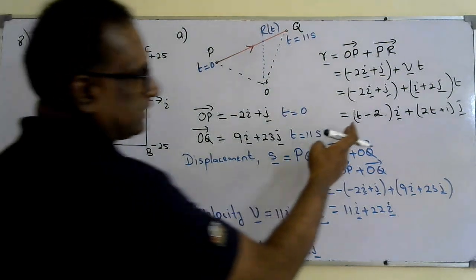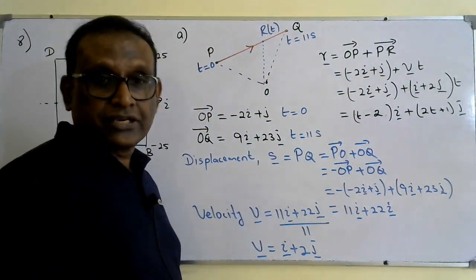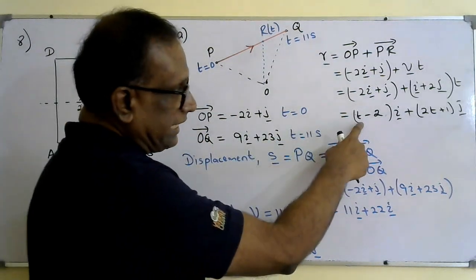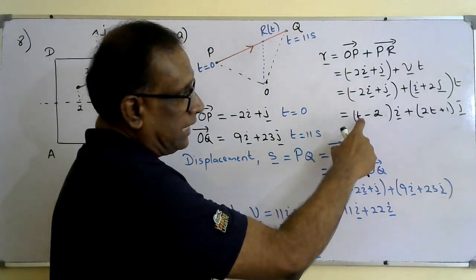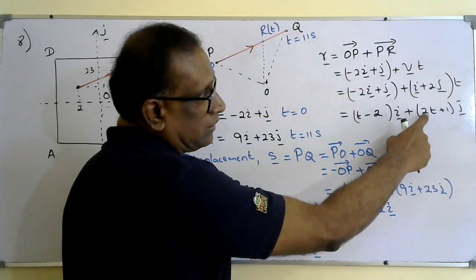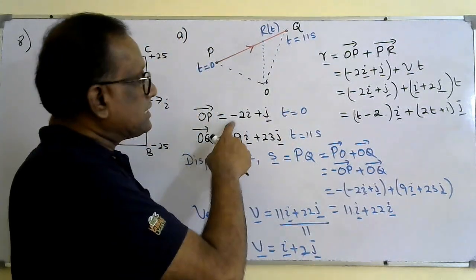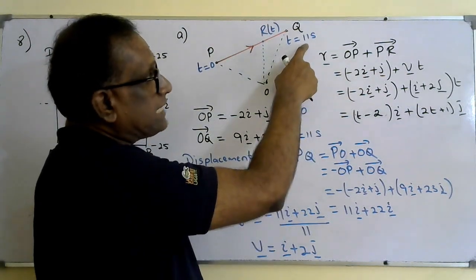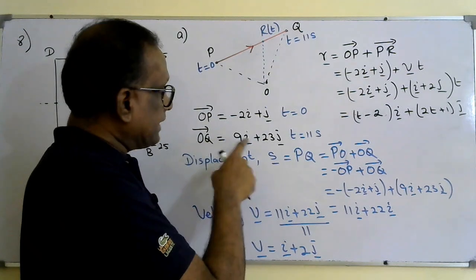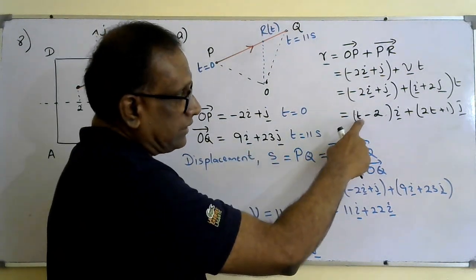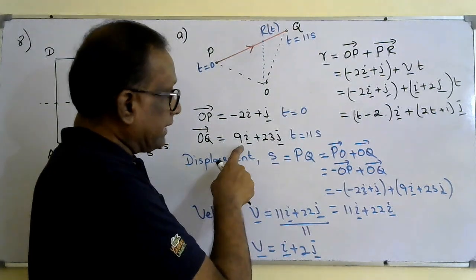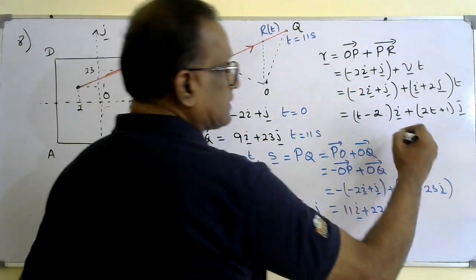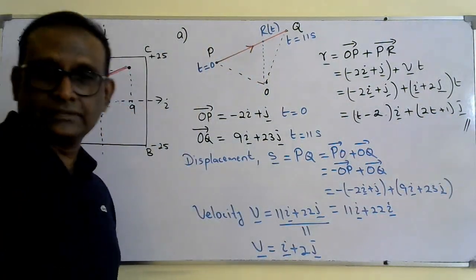We'll check whether the position vector we got is correct. When t equals 0, it was at P, and the position vector was minus 2i plus j. Substitute t equals 0. You will get 0 means minus 2i, and this becomes 0 plus j. Minus 2i plus j, we are getting correct. We will see whether the position vector is correct by substituting 11 seconds. Are we getting the position vector Q, that is 9i plus 23j? Substitute 11. 11 minus 2 is 9i. 11 into 2 is 22, plus 1, 23j. Correct. So what we got is the correct answer. You can check it like that.